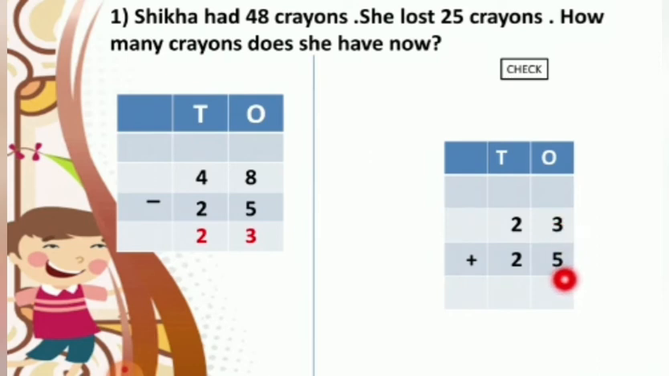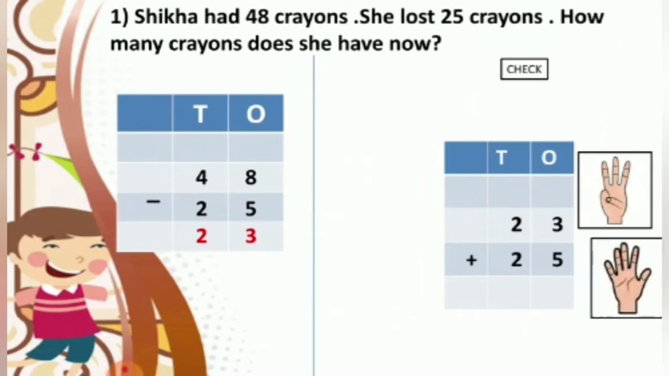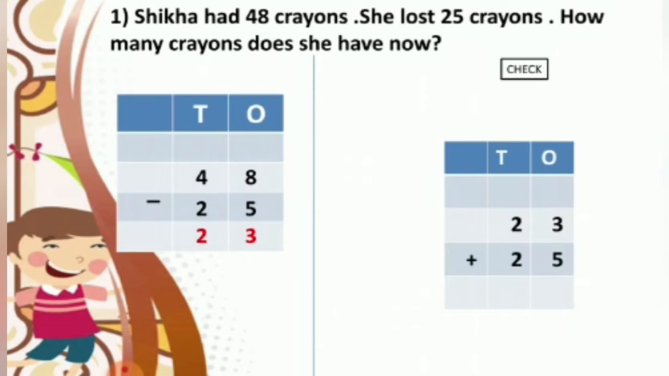3 plus 5. So open your 3 fingers. Now open your 5 fingers. Now count out all together. 1, 2, 3, 4, 5, 6, 7, 8. 3 plus 5. Your answer is 8.